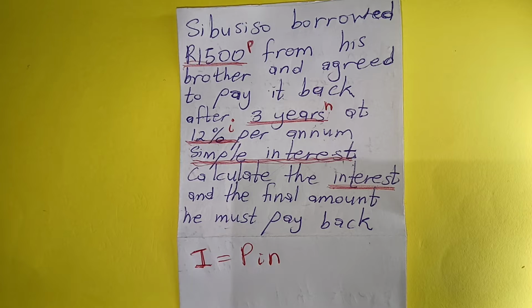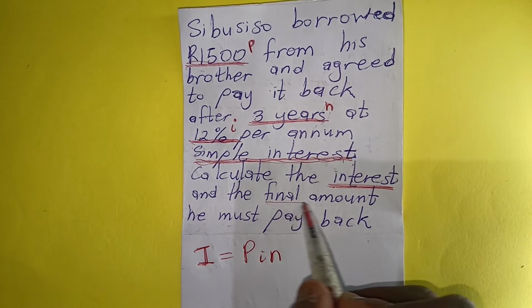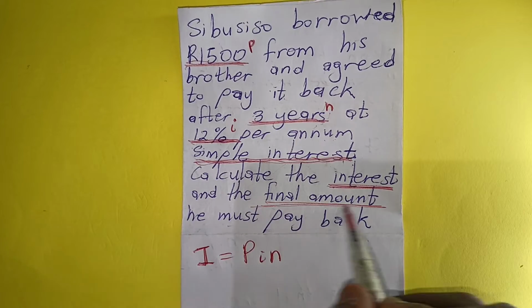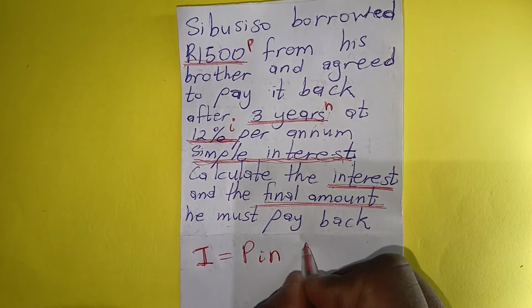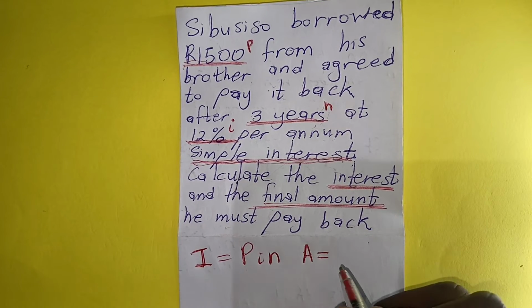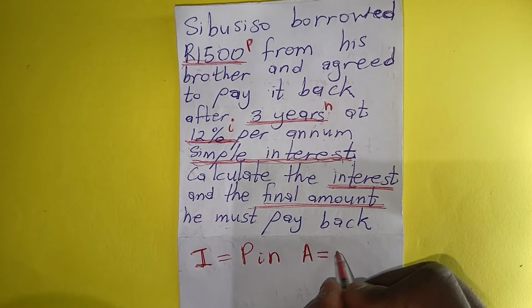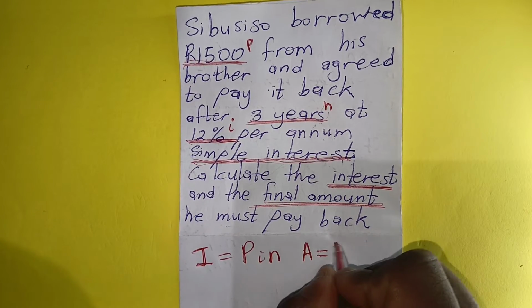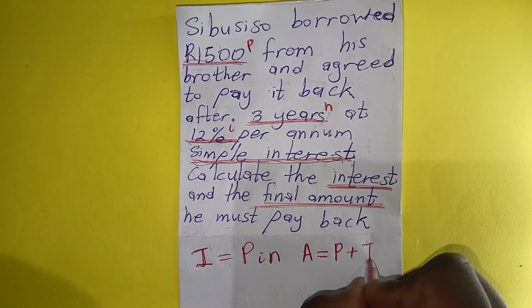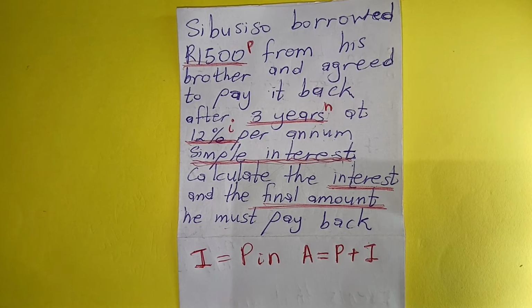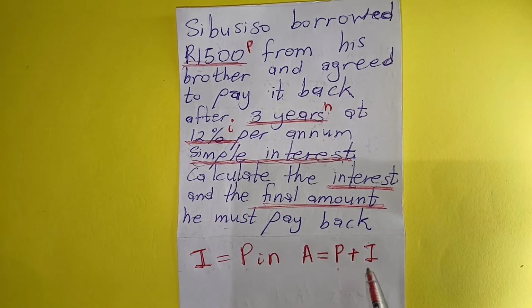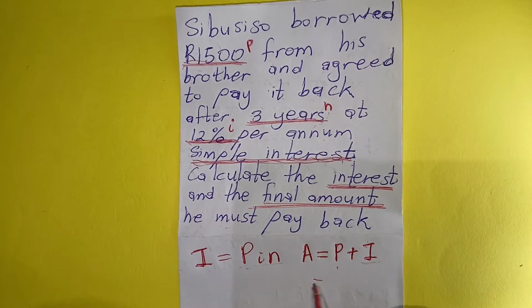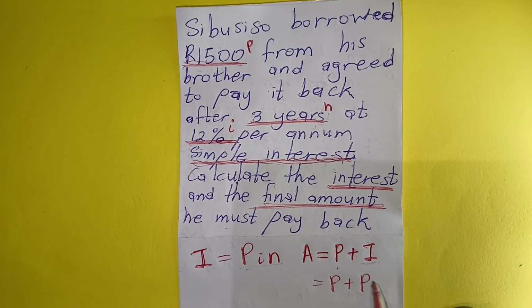you see. And now when they talk about the final amount, they talk about A, which can also be represented like what? P plus interest. Do you see? That P is the principal amount, which is the starting amount or original amount. So if I substitute this interest by this equation, you'll find out that it's P plus PNR.